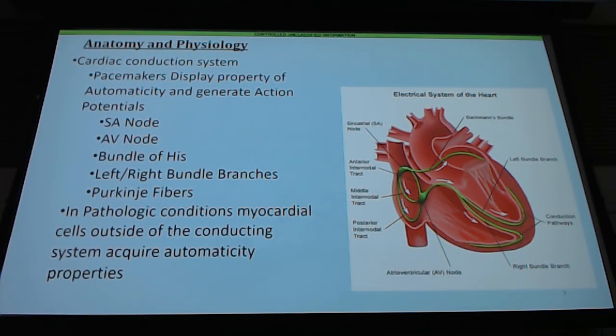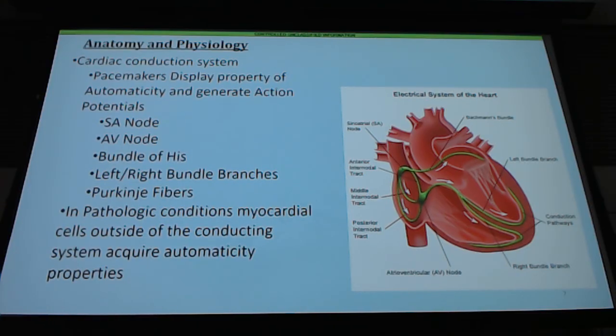So the first thing we have to talk about is the pacemaker cells. These are the cells in the conduction system that are designated to actually generate that action potential. They display a concept of automaticity, which is unique to the pacemaker cells, where they can generate that action potential and then propagate down that conduction pathway in order to organize and coordinate that squeeze.